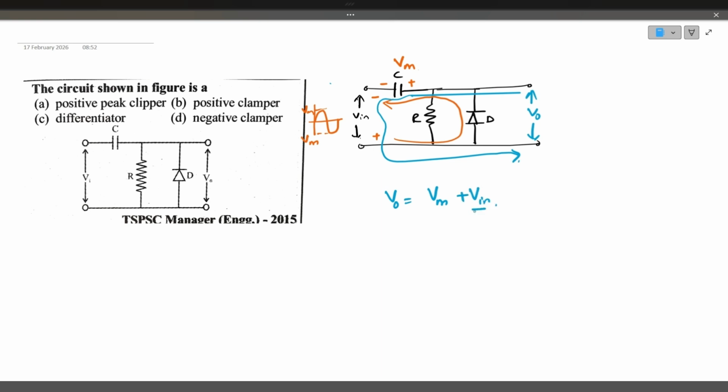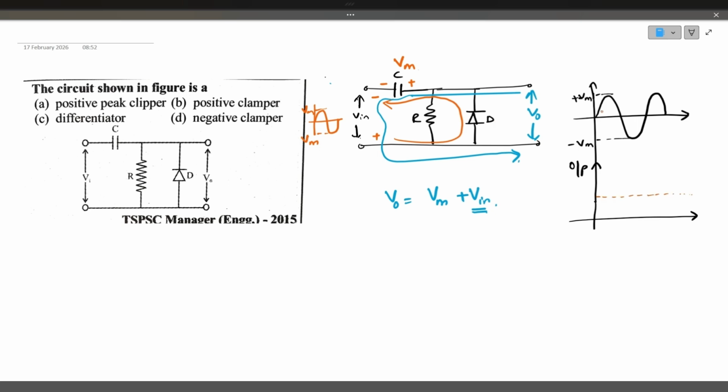Whatever the input voltage is, that is shifted towards the positive side by Vm. The input waveform is like this, with positive peak plus Vm and negative peak minus Vm. This will be in the output side, shifted towards plus Vm. This is very important. Here the base is 0 for the input, but the base is shifted to plus Vm because of capacitor action.